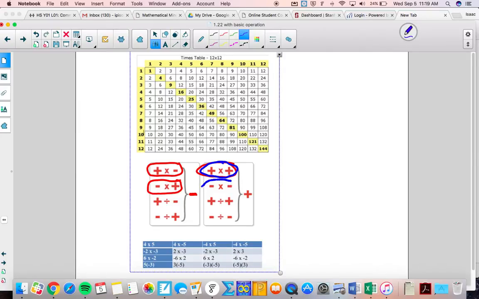The one thing that happens here is people confuse the multiplication rules with what we were just doing on the previous page with adding and subtracting. It's only multiplication where a negative and a negative makes a positive. And division, but not addition and subtraction.